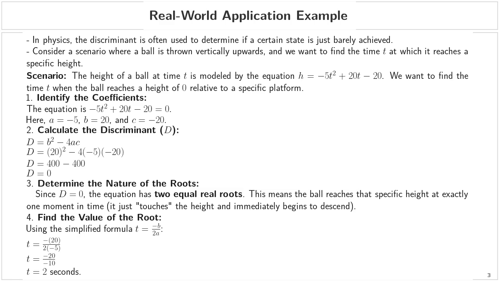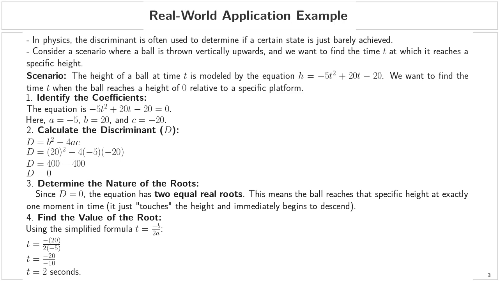Substituting our values, we get negative 20 divided by the quantity 2 times negative 5. This simplifies to negative 20 divided by negative 10, which gives us a final answer of 2 seconds. So at exactly 2 seconds, the ball reaches the target height.